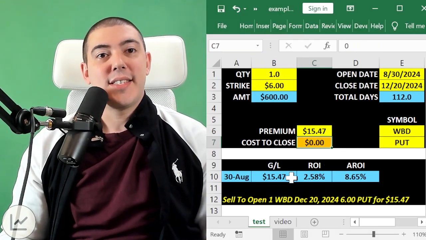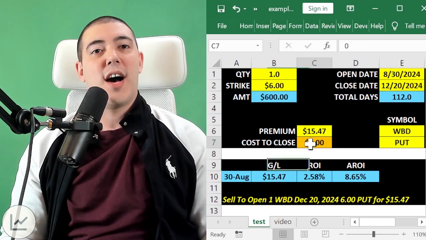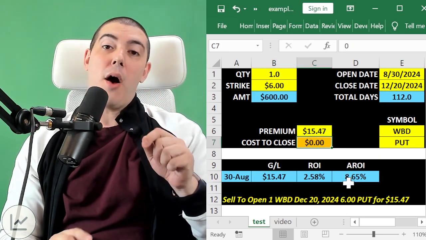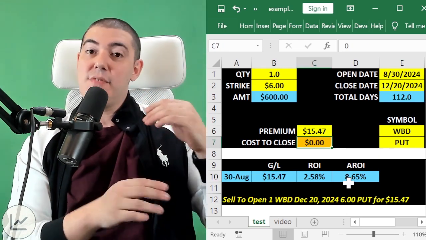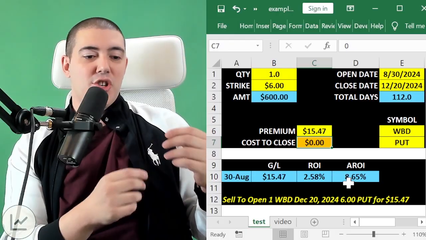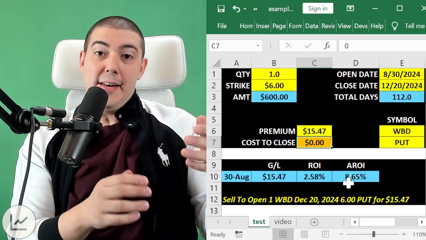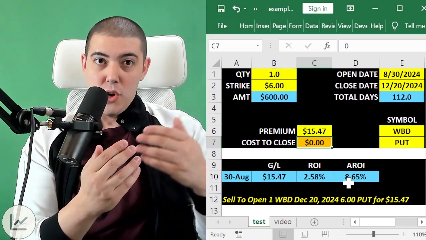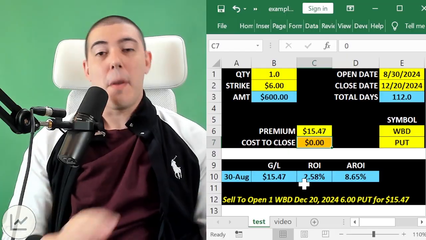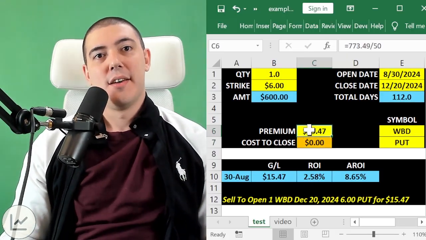So let's continue on. This is assuming a scenario where the cost to close is 0, and all that means is that the price of the stock was above $6. That means we guessed right. We said, hey, I'm going to insure this for $6. I don't think it's going to go below that. And it didn't within that time frame. So you get the money. And that shows you the max return. That's the maximum return on this contract: $15, okay?